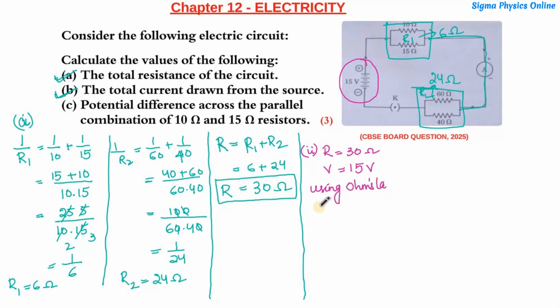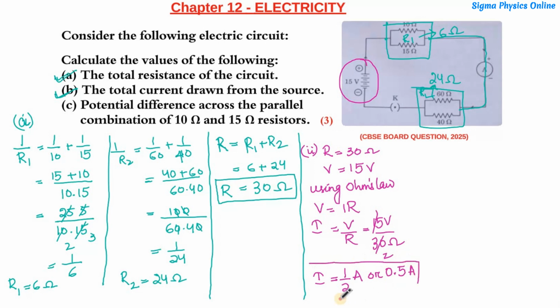Using Ohm's law, we can find out the current in the circuit. So V is equal to IR from Ohm's law. So I will be V by R. Now the potential difference given over here is 15 volt and the resistance is 30 ohm. So it's 1 by 2. So the total current drawn from the source is 1 by 2 ampere or 0.5 ampere. So this is the answer to the second bit, that the current drawn is 0.5 ampere or 1 by 2 ampere.